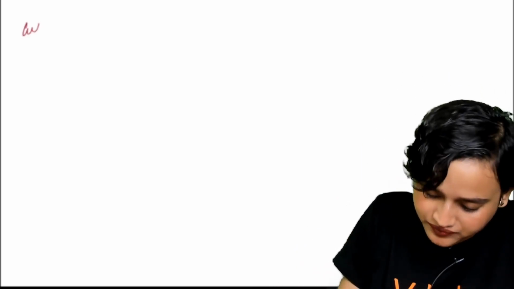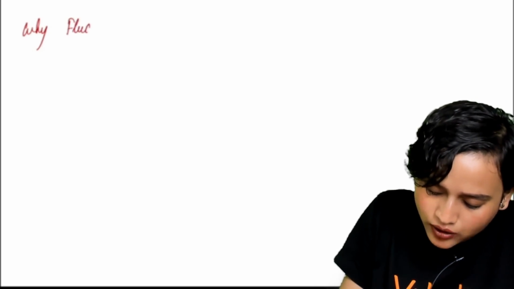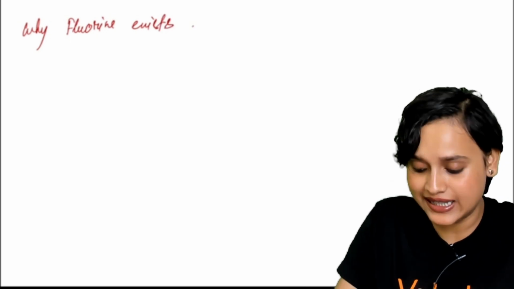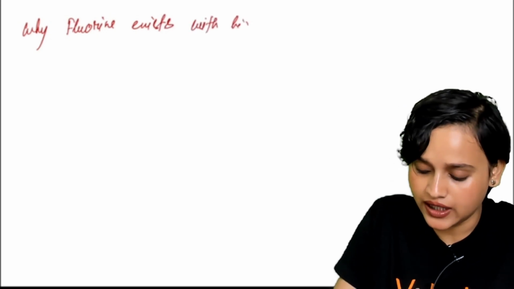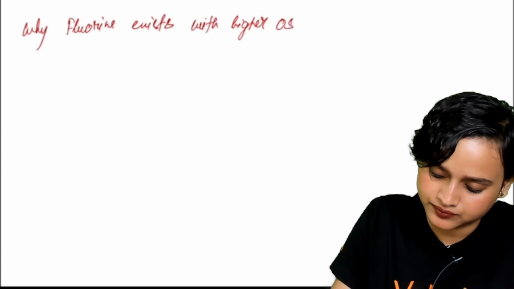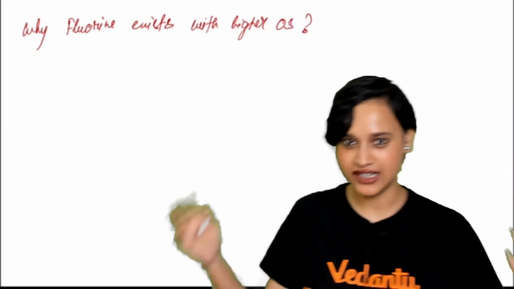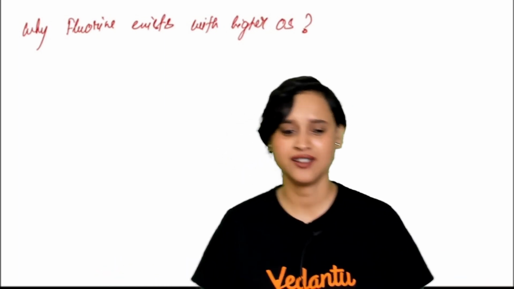Chalo, let's write that down. In fact, let's write it as a question. Does that work for everybody? Chalo, let's write it as a question. The question is, why fluorine exists with higher oxidation state? Why only fluorine exists with higher oxidation states? OS means oxidation states. After so much of teaching, I'm lazy to write now, please.